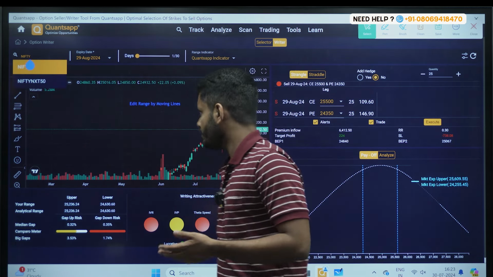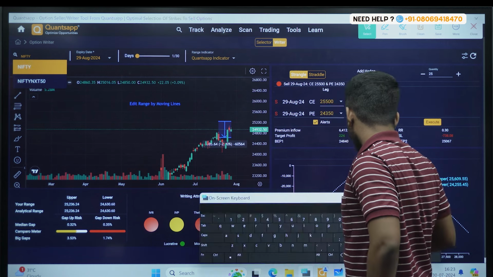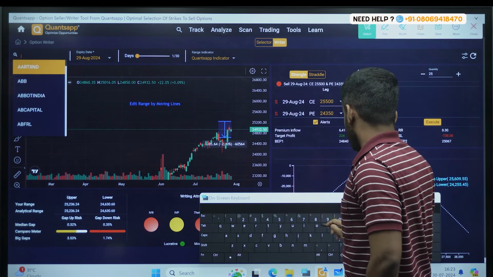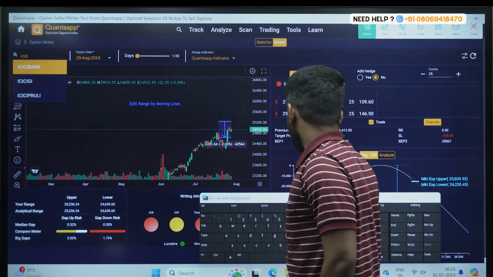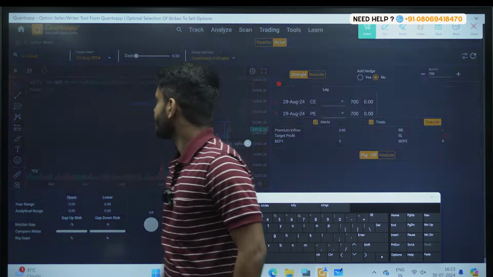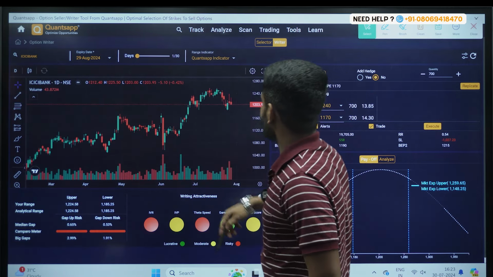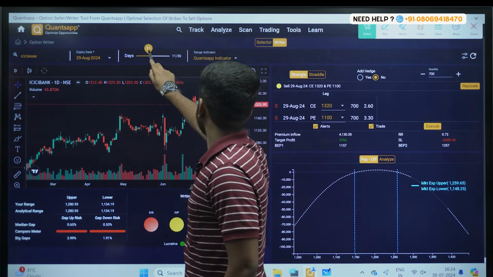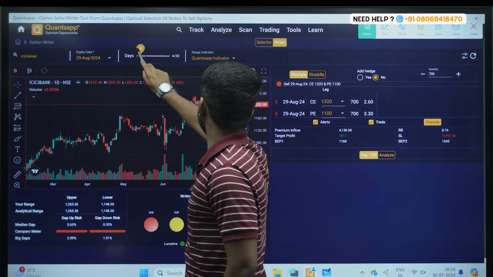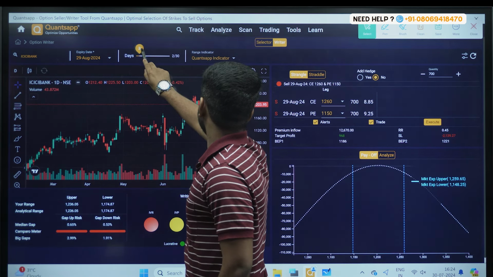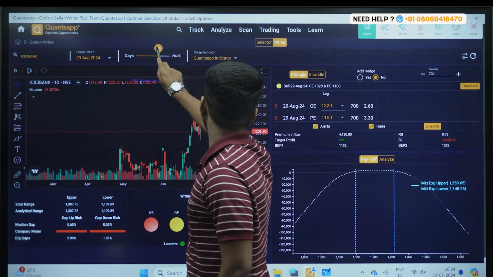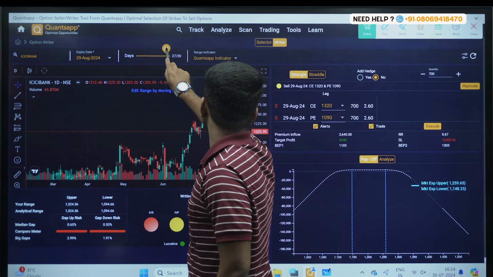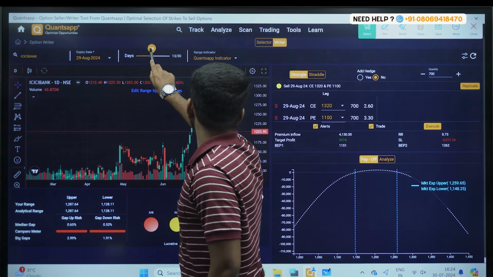Let us check out one more stock. Okay, ICICI Bank. Let's say I want to hold it for 7 days. It is giving me red, again red. Say 2 days also red. 15, 20, 27, 30. So here also.